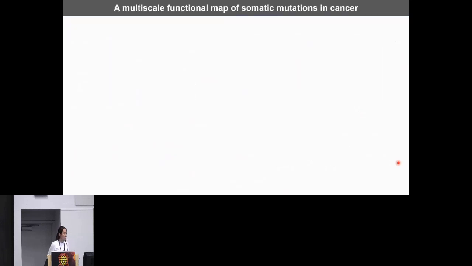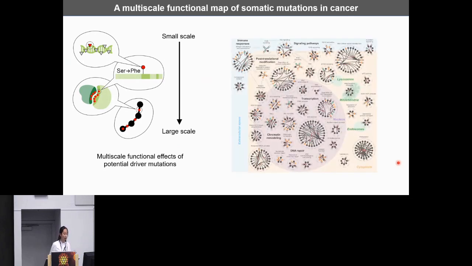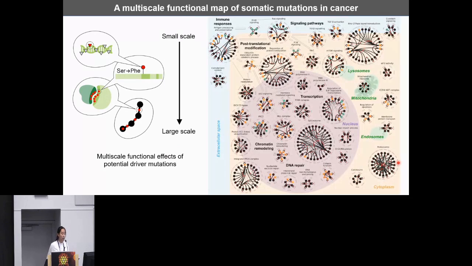So in summary, NetFlow3D identifies driver mutations in the genome and then maps them to 3D clusters within protein structures, and these different 3D clusters converge on common network modules. By applying NetFlow3D to TCGA pan-cancer data, we generated this multiscale functional map of somatic mutations, which covers a broad spectrum of biological processes and cellular functions, such as immune responses, signaling pathways, chromatin remodeling, etc.